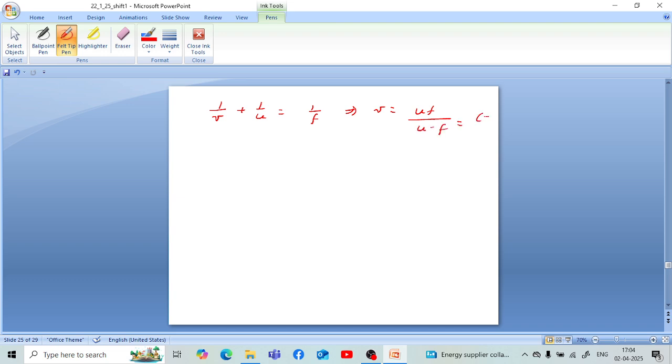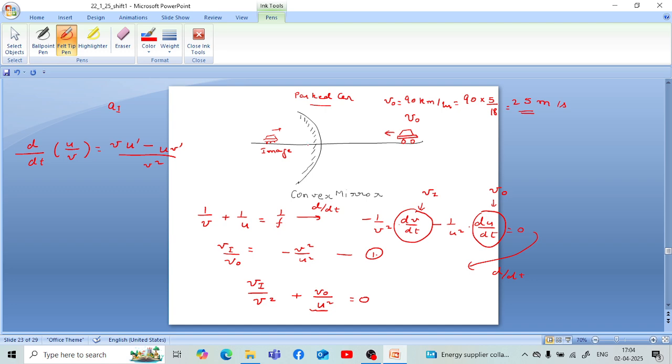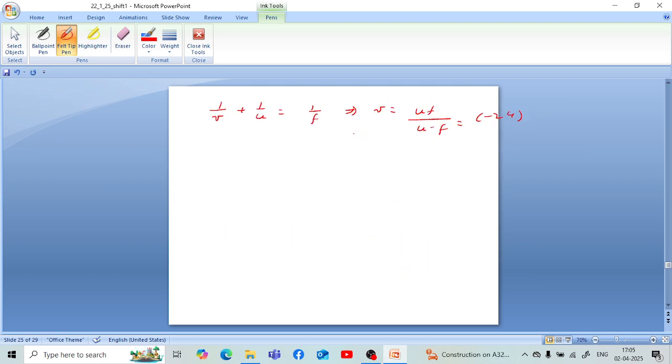Now, putting the respective values, u is given as 24. The important point here is that the ray is incident on this convex mirror from right to left, and the position of the object is rightwards. It means it is opposite to the direction of the incident ray. So, we have to take the value of u to be negative. Now, f is r upon 2, and r is given as 2. So, f is 1. So, 24 multiplied by 1 upon minus 24 minus 1. Now, solving this, the value comes out to be 24 upon 25 meters.